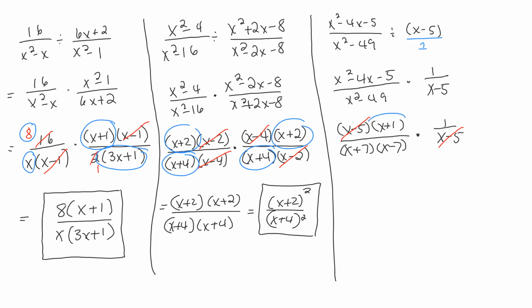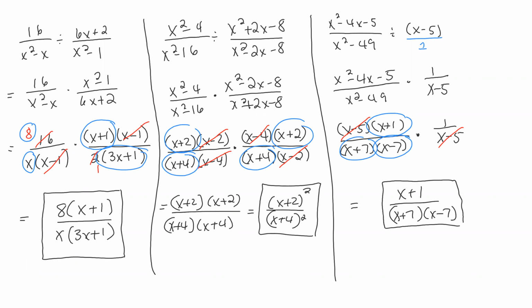So that means in the numerator, I'm left with an x plus 1. And in the denominator, x plus 7, x minus 7. So my final answer, x plus 1 over x plus 7, x minus 7. Now, you can leave your answer in factored form like this. However, you might see x plus 1 over, well, what is x plus 7, x minus 7? It's just x squared minus 49, okay?